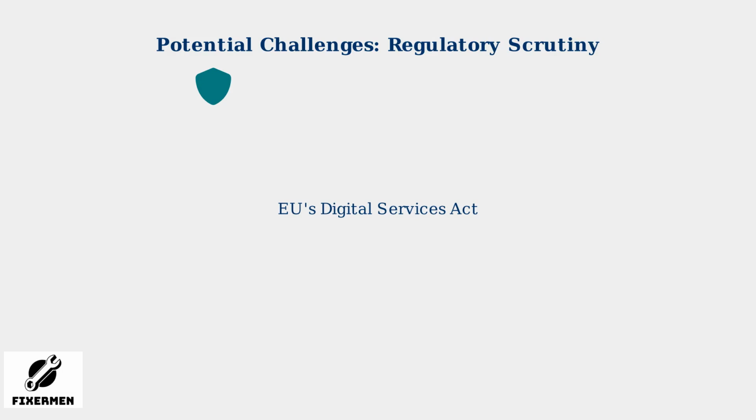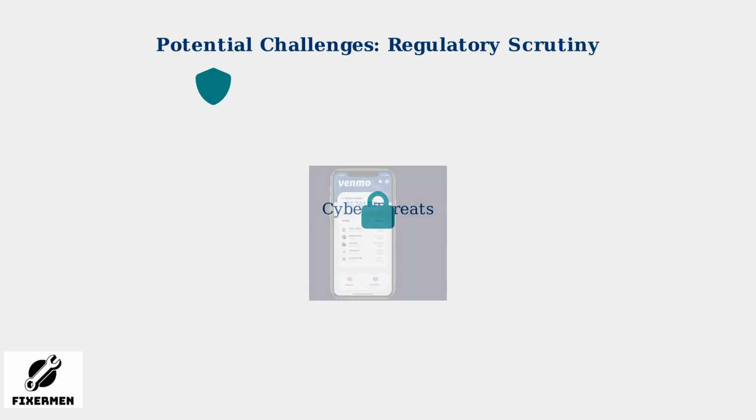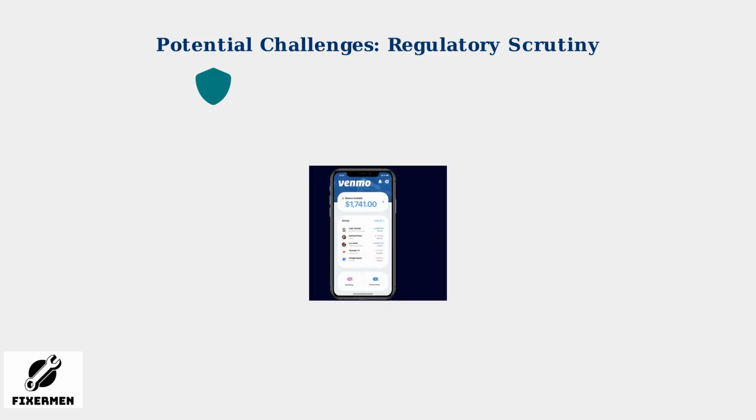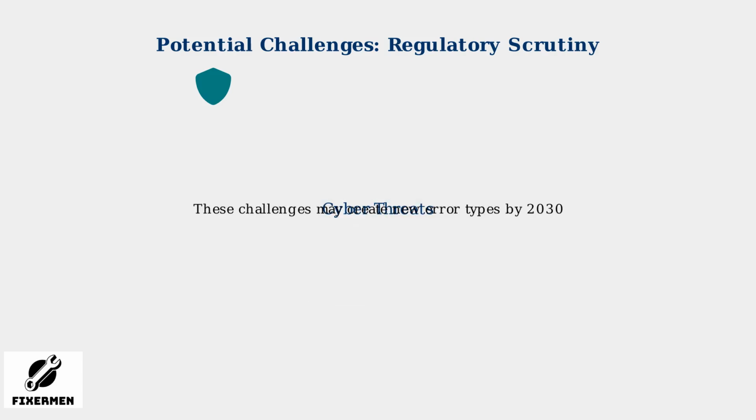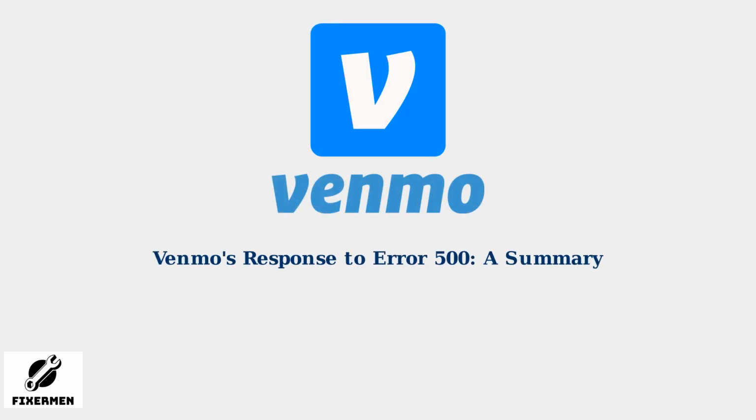Cyber threats also pose significant challenges, potentially introducing sophisticated new types of errors through security exploits and attacks. These threats can manifest in the Venmo app interface, where users might encounter unexpected errors during transactions or account access. Overall, regulatory scrutiny and cyber threats could introduce new types of errors and challenges for payment apps like Venmo by 2030.